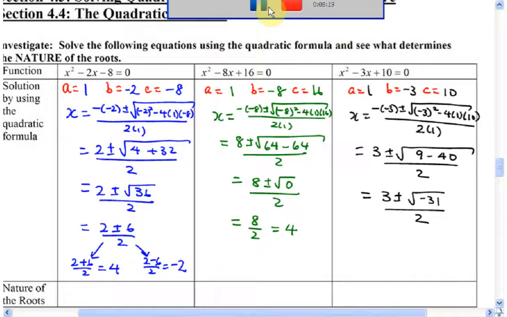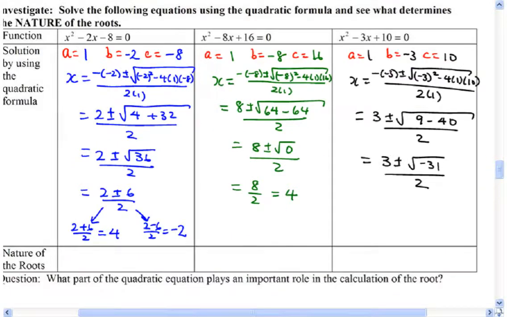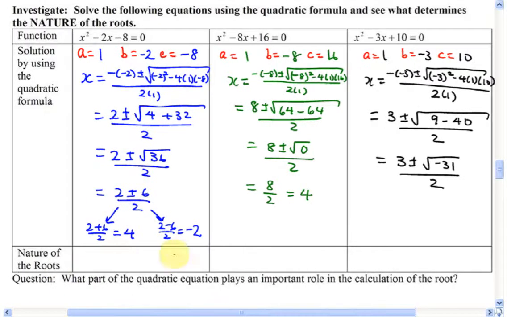All right. So here are your answers. Shh, quiet please, okay? And can I ask you to notice what happened here? The one in blue, how many answers did you have? 2. So we call this actually 2, and to be more accurate, we say 2 different roots, okay? How about the one in green? How many answers did you get there?